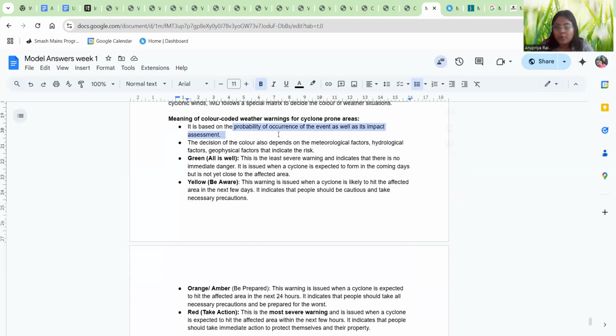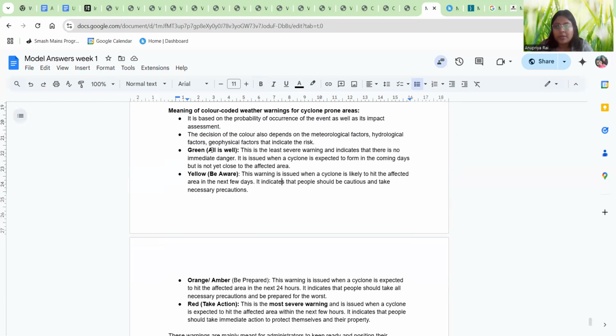Firstly, it is based on the probability of occurrence of an event as well as the impact of it, both probability and impact. And it is used for disaster management purposes, for evacuation purposes, for technical purposes. Okay, and it depends on a lot of factors like meteorological, hydrological, geophysical factors, etc., depending on the density of population and the geography of the area, topography, etc.